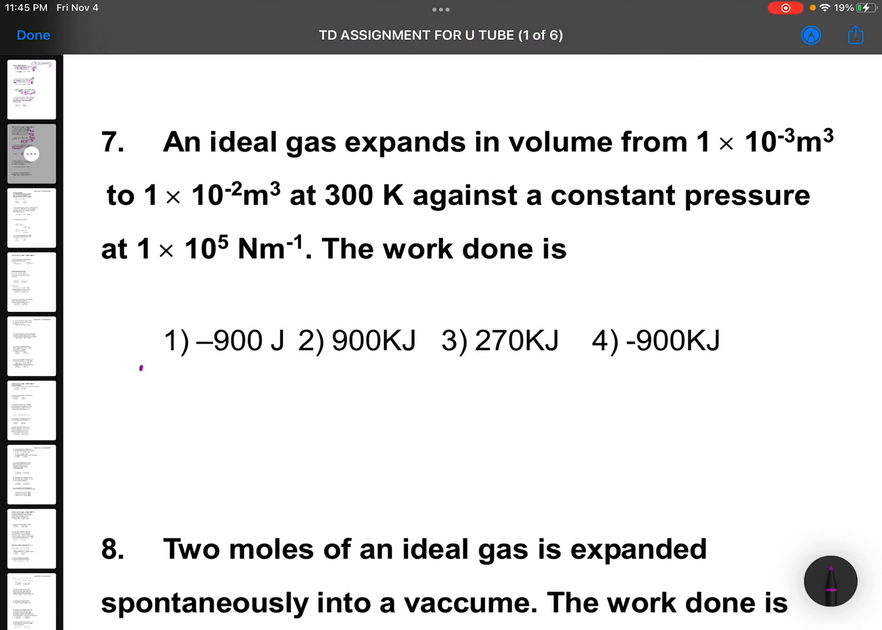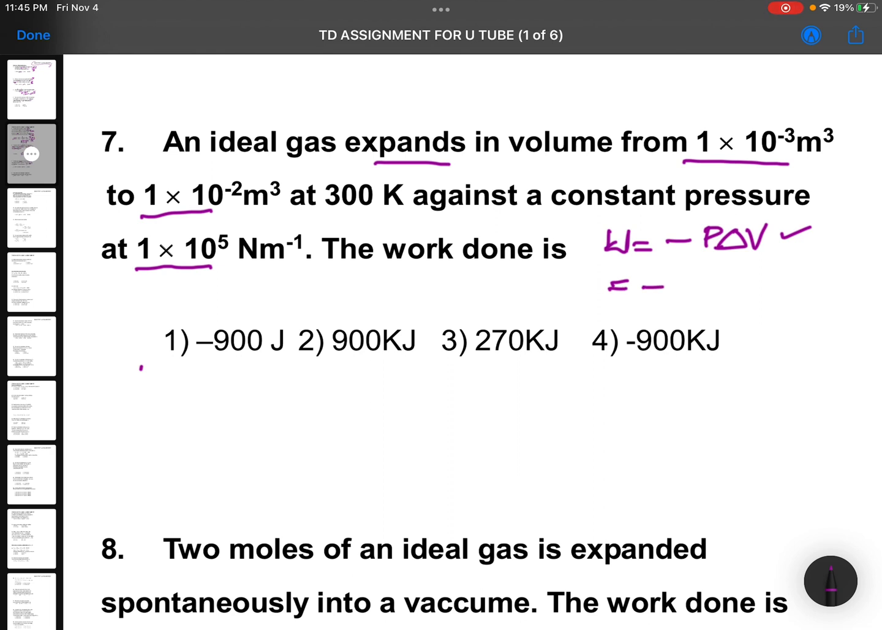An ideal gas expands in volume from 1 into 10 to the power of minus 3 meter cube to 1 into 10 to the power of minus 2 meter cube against a constant pressure of 1 into 10 to the power of 5 Newton per meter square. The work done is, work is equal to minus P delta V. Why minus? Here the gas is expanding. Expansion means work is done by the gas.